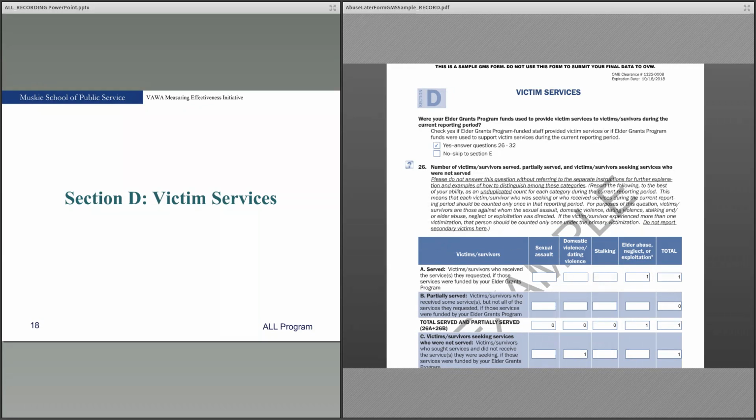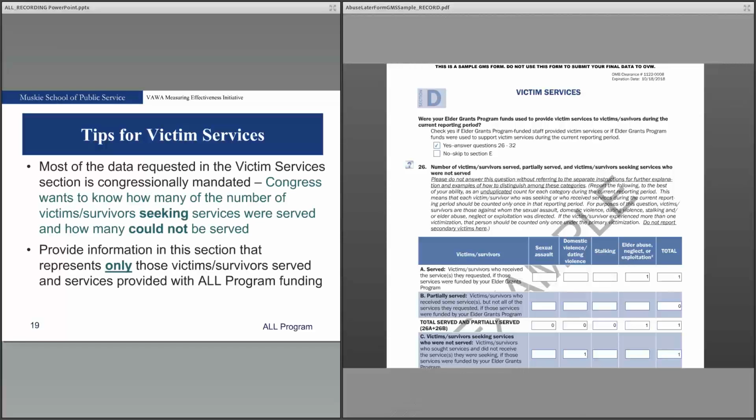Section D, Victim Services. Most of the data requested in the Victim Services section is congressionally mandated. Congress wants to know how many of the number of victim survivors seeking services were served and how many could not be served. Provide information in this section that represents only those victim survivors served and services provided with ALL program funding.